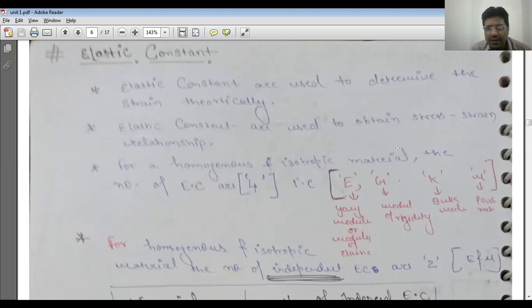So it is known as Young's modulus of elasticity, where stress is directly proportional to strain, and sigma equals E epsilon. So E equals sigma by epsilon, where sigma is the stress and epsilon is the strain. The ratio of stress to strain is known as Young's modulus of elasticity. Then there is another elastic constant known as modulus of rigidity.